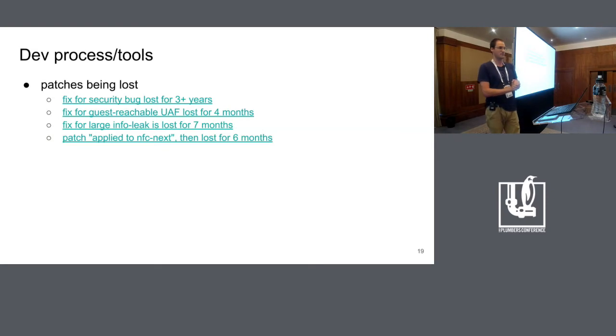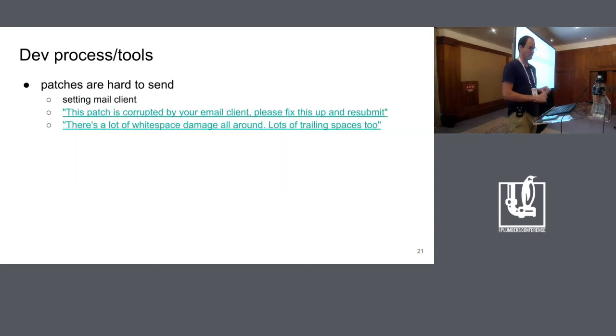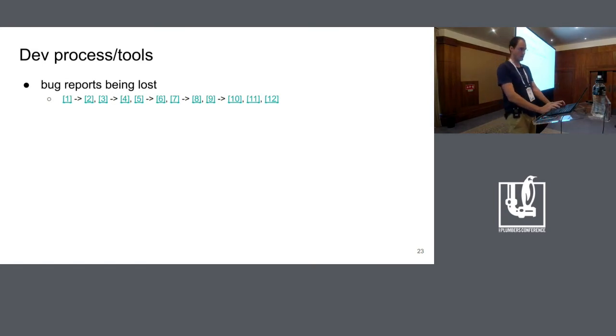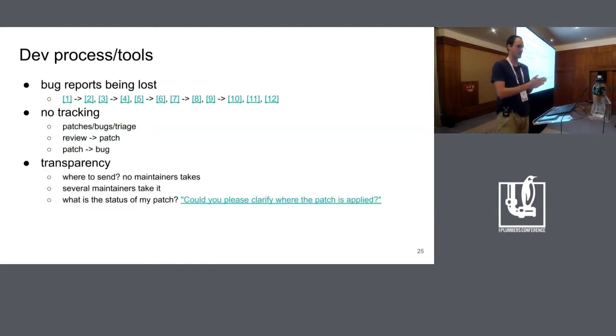So this is for the bugs. Now, the development process. Patches are being lost, including patches for important bugs, being lost for years. Patches are hard to apply because you don't even know the base tree for any patch. Patches are hard to send because you need to set up email, and you get corrupted patches. Patches are hard to review because you don't have context, so you miss bugs on the error path, which you simply don't see in the patch itself. You can look at the diff between versions of the change, and your comments are lost between versions, and so on. Bug reports are also routinely lost. There is no tracking from the review to the patch to the bug, and so on. And the transparency is not perfect. Sometimes people don't know who is going to take their patch. Sometimes it's taken by several people, and what is the status of my patch is the eternal kernel question.